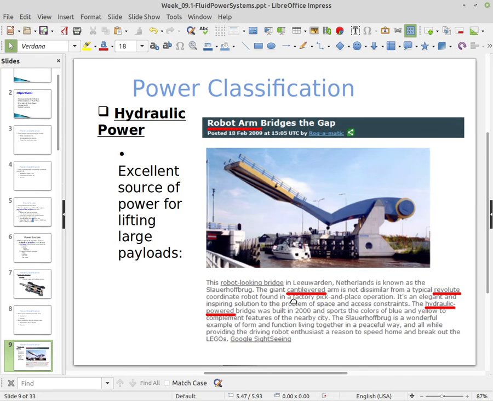Alright, so just to give you an example of the type of power that we can use, here's a robotic arm, this is over in the Netherlands. It was built in 2000, so it's about 20 years old now. But this is a bridge across the river. As you can see, a boat going underneath there. And of course, to lift such a large structure, they make use of the hydraulic power.